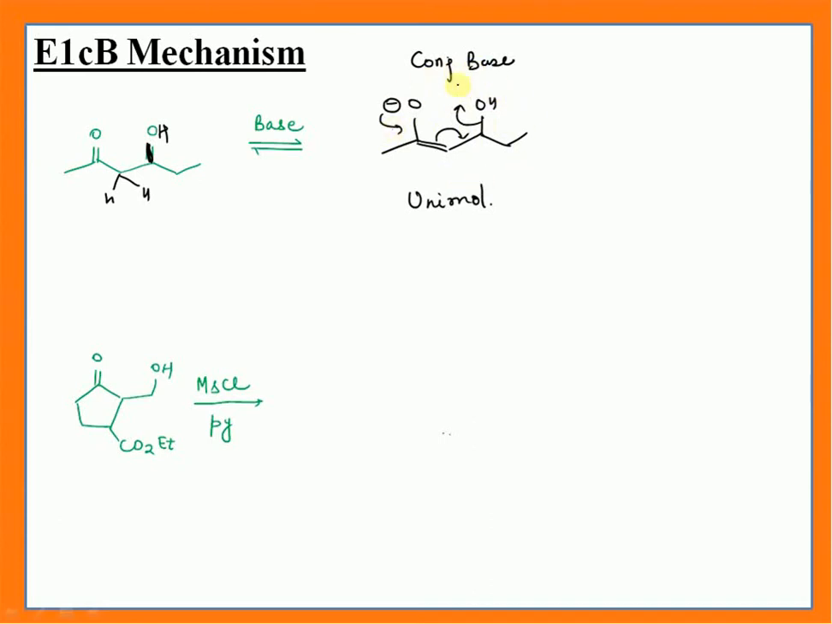So we don't need any base for this step, only one molecule of this carbon chain is used. That is why it is a unimolecular reaction, and leaving group is removed from a conjugate base. That is why it is called as E1CV mechanism, E1 elimination involving conjugate base. So using this E1CV mechanism, we can easily remove OH.